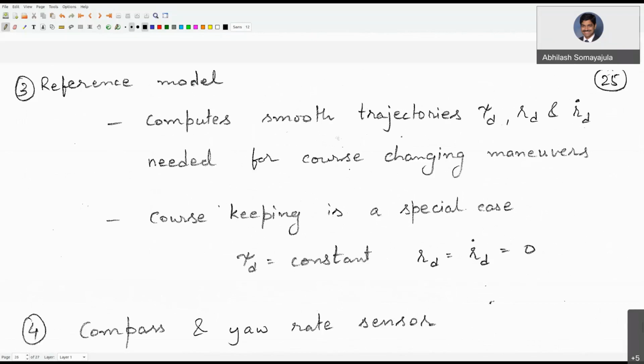The third component of our autopilot system will be this reference model. Now we are talking about the guidance system. This is what will tell me how to compute the desired heading angle, the desired yaw rate, and the desired acceleration, in case I'm looking at smooth course changing maneuvers. The course keeping maneuver is a special case of this, which means I want to keep the heading angle constant, where psi_d is simply constant and r_d and r dot_d are both 0. Okay. So our guidance system will really come into the picture here.